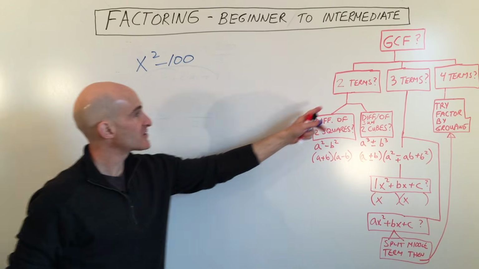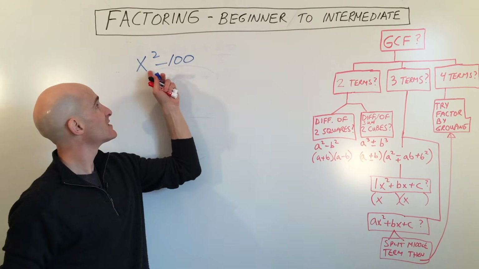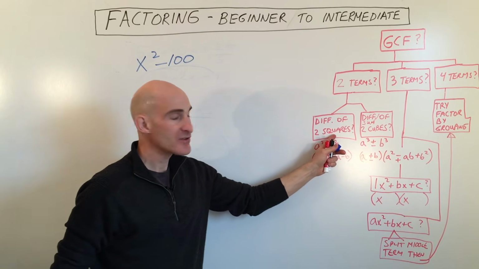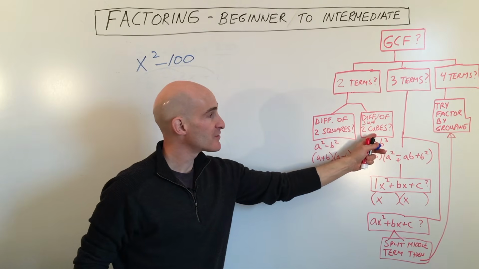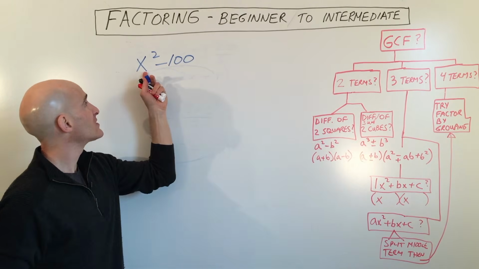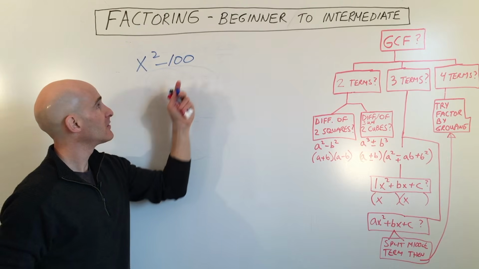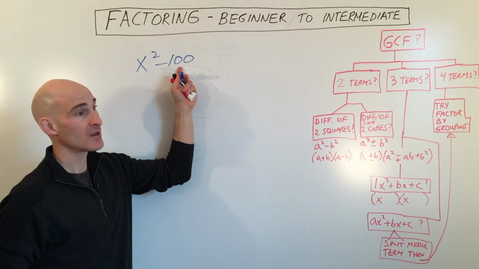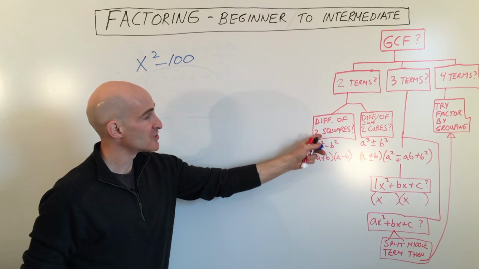Okay, so what we want to ask ourselves: it has 2 terms. You can see the terms are separated by the minus sign. But is it a difference of 2 squares? Is it a difference of 2 cubes, or is it a sum of 2 cubes? Well, you can see x squared is a perfect square, and 100 is also a perfect square because 10 times 10. So this is a difference of 2 squares.